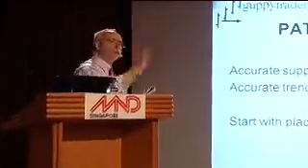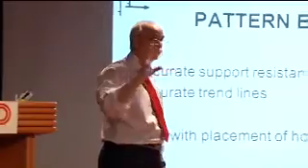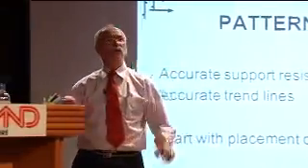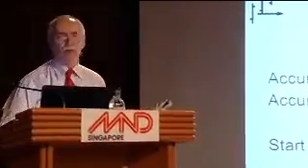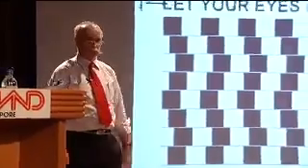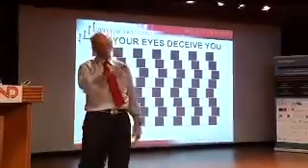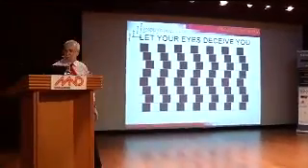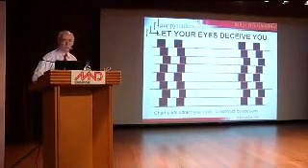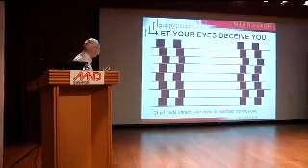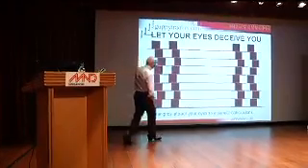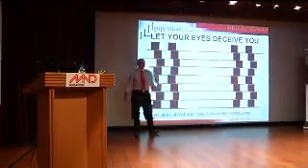But the problem is that when we use a chart package, and most of us do these days, a lot of chart packages deceive us into putting support and resistance lines in the wrong spots. Look at these lines here. Are those lines horizontal? No, they're definitely not horizontal. No way they're horizontal. Unfortunately, they are. These are all horizontal parallel lines.